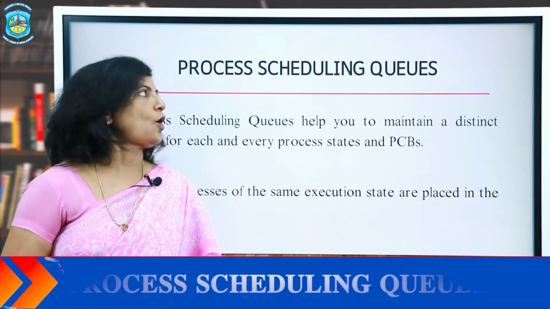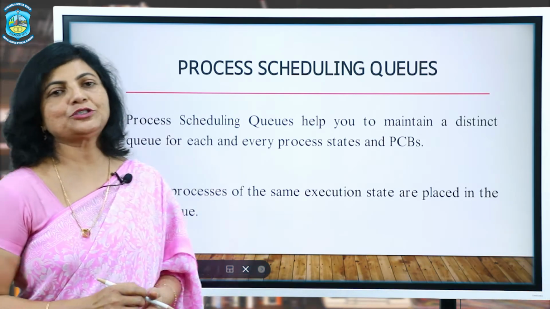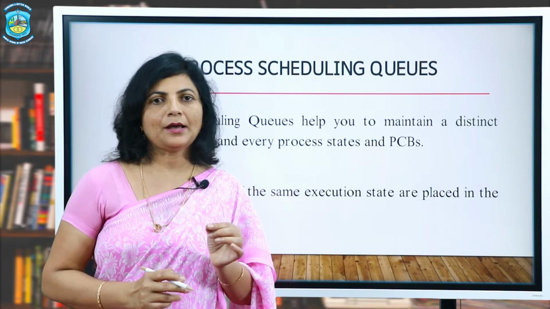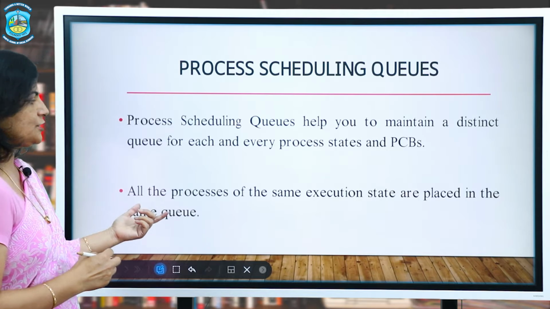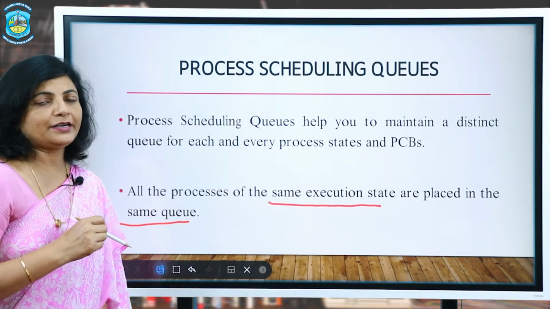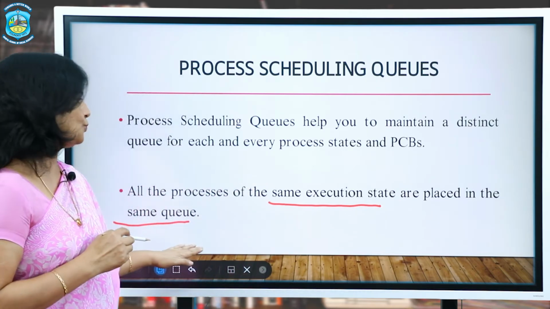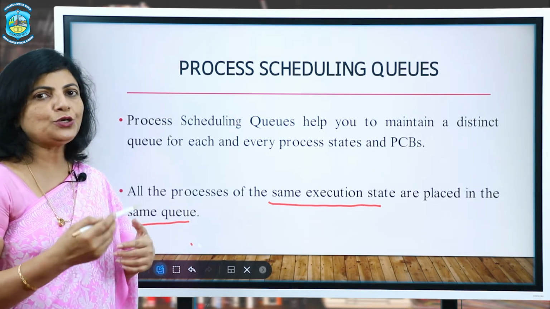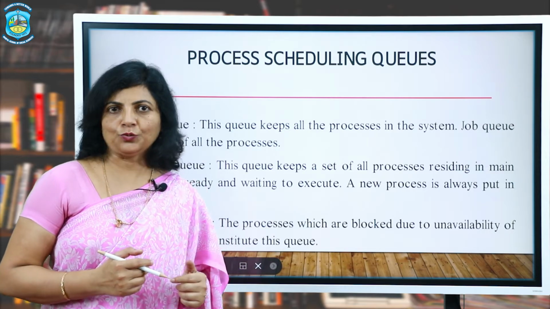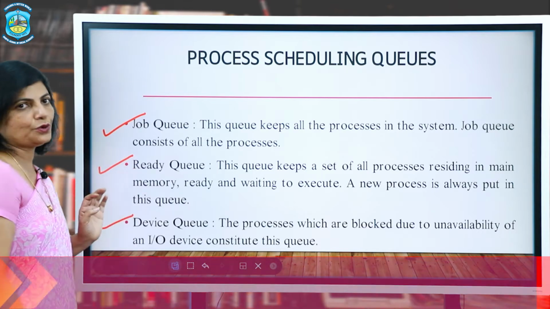Now let us understand what process scheduling queues are. Process scheduling queues help to maintain a distinct queue for each and every process state and PCBs. All the processes of the same execution state are placed in the same queue. So whenever the state of a process is modified, it is unlinked from the existing queue, and it is linked with the new state queue. The operating system maintains three main queues, that are the job queue, ready queue, and device queue.